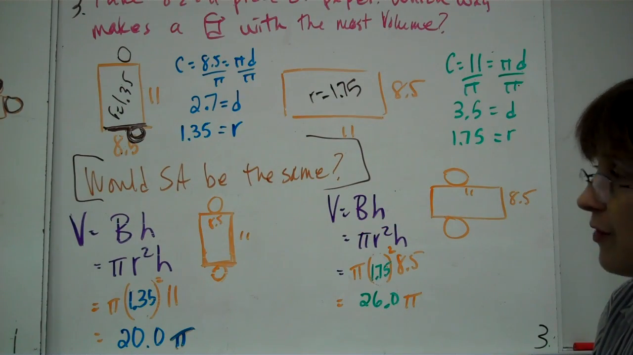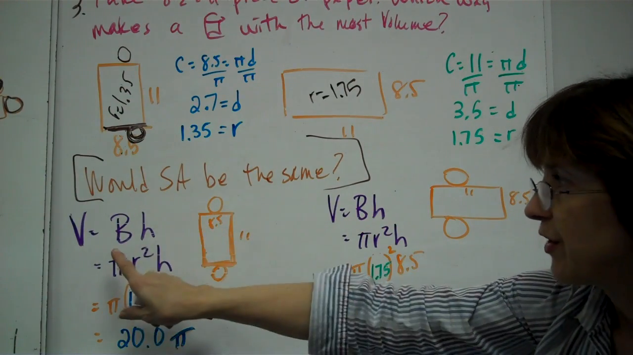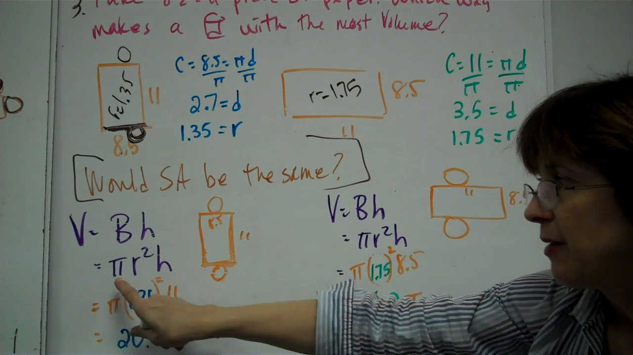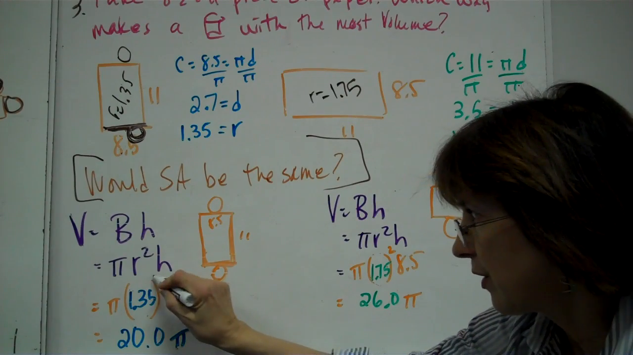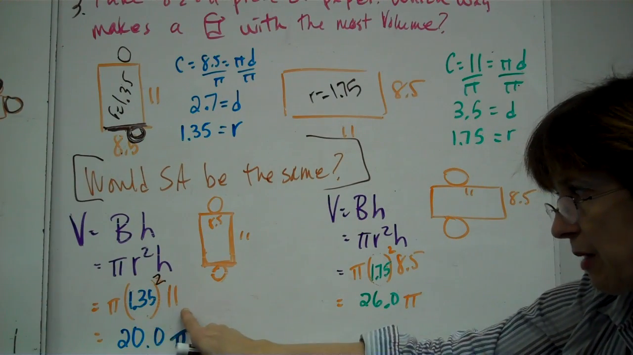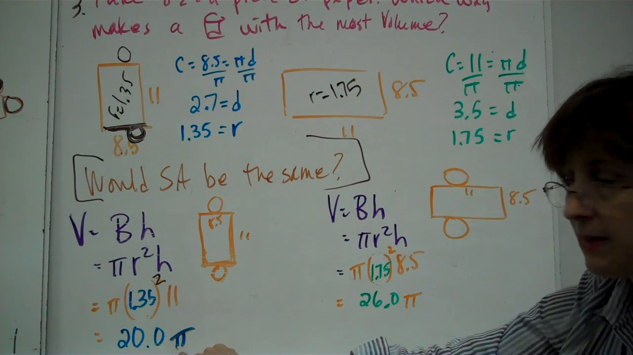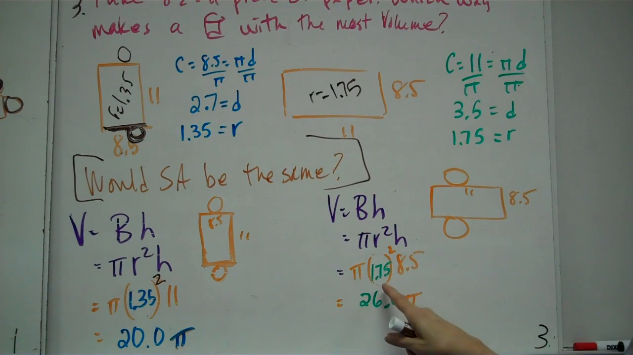Okay, so let's go ahead and solve for the volume. We'll talk about surface area in a minute. Area of the base times the height, pi r squared h, so I plug in 1.35 squared. When I square it and multiply it by 11, I got 20 pi's, basically. If I did it here, I got 1.75 squared times 8.5. When I squared it and multiplied it, I got 26 pi. So who has the most volume? Right, the shorter one has more volume.